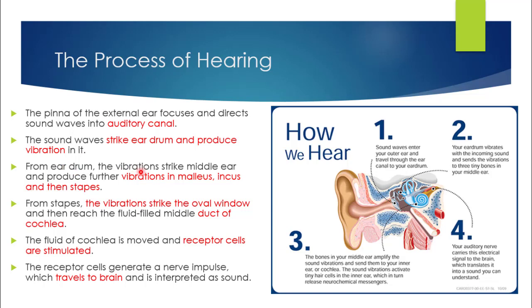From eardrum, the vibrations strike the middle ear and produce further vibrations in malleus, incus and then stapes. So as the vibrations are produced here in eardrum, these vibrations will then move towards the middle ear and the three ossicles or bones of the middle ear, malleus, incus and stapes. Now, from stapes, the vibrations strike the oval window and then reach the fluid-filled middle duct of cochlea right here.